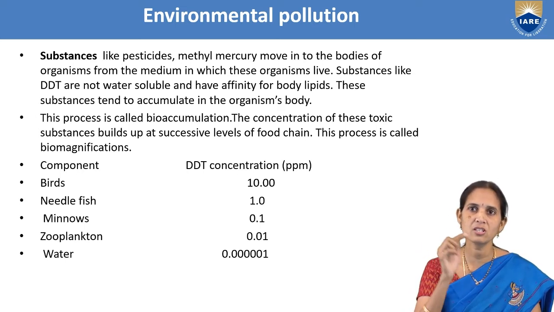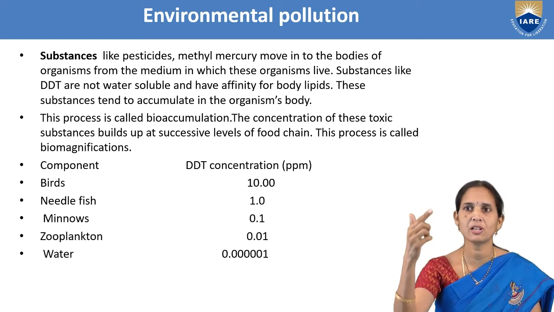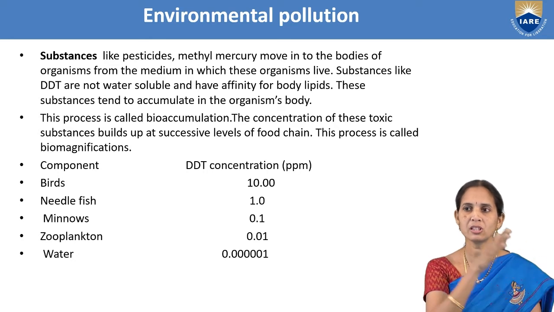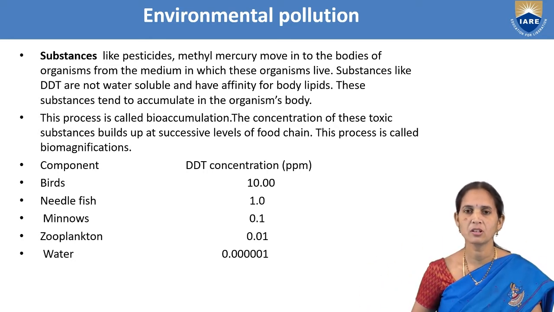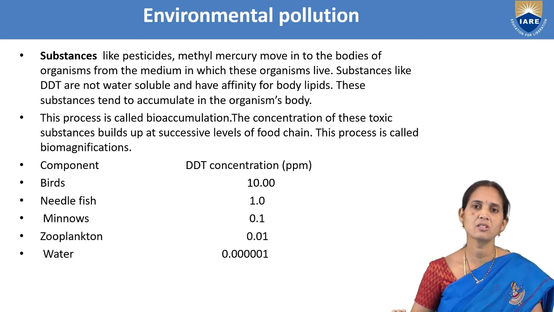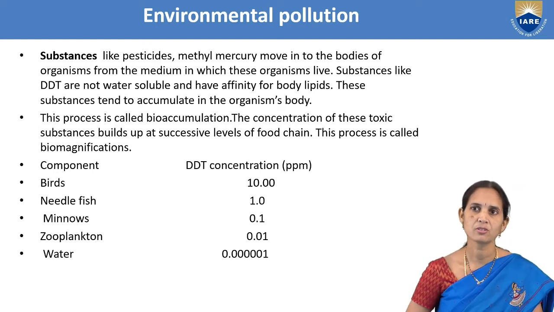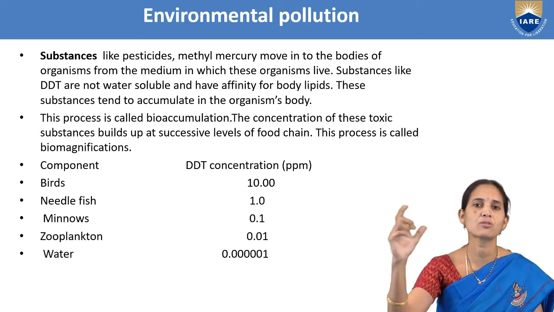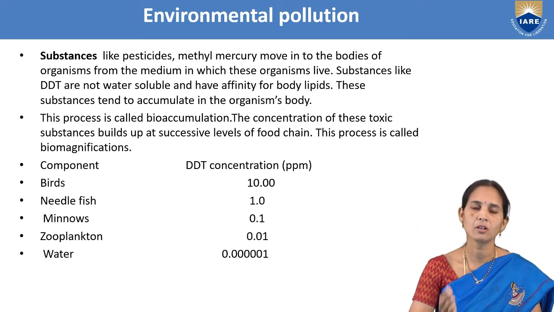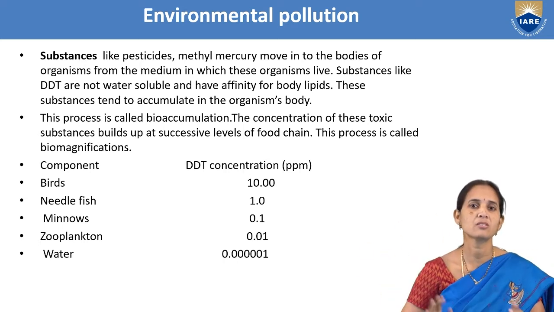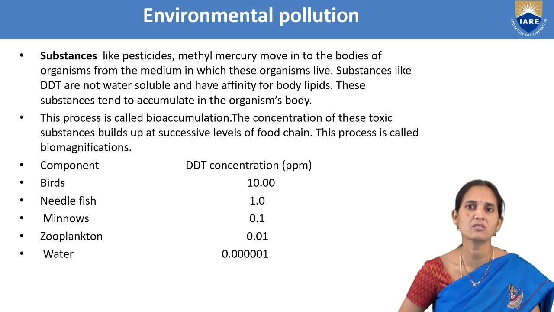So the concentration of these toxic substances builds up at successive levels of the food chain. Successive levels of the food chain means from the agricultural field it is coming into the river. From the river, the fish is taking that chemical substance. That chemical substance is coming into our body because we are eating the fish. So that is called successive levels of the food chain. From one organism to another organism, the chemical substance is transferring. So this process is called biomagnification.